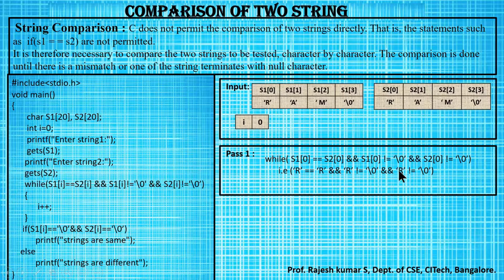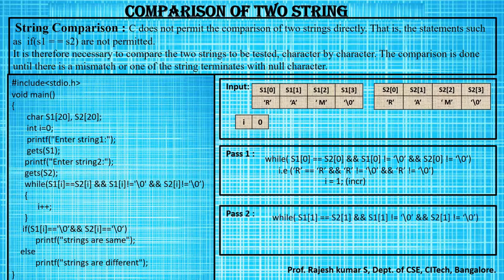Why do we use logical AND? All the 3 conditions should be satisfied in order to enter into the while loop. When all the 3 conditions are satisfied, we know that we will enter into the while loop and increment the I value. Now I value becomes 1. When I value became 1, again we are going back to the while loop.